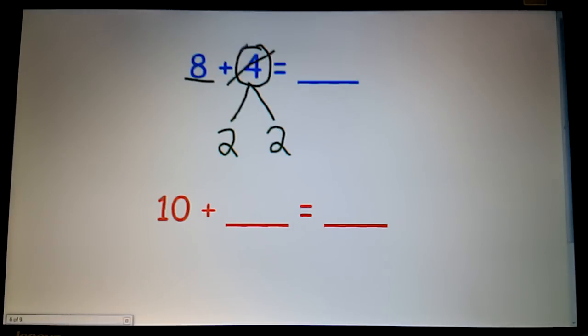Now I can cross out this 4 because I turned it into 2 parts instead of using the whole number. Now I'm going to go back to those partners to 10. 8 plus 2 gives me 10. I added these two together, so I don't need these two numbers anymore. The only number I have left is a 2. 10 plus 2 is 12.